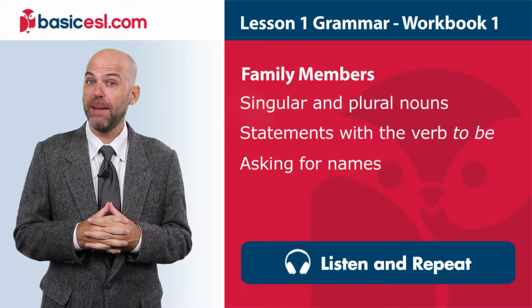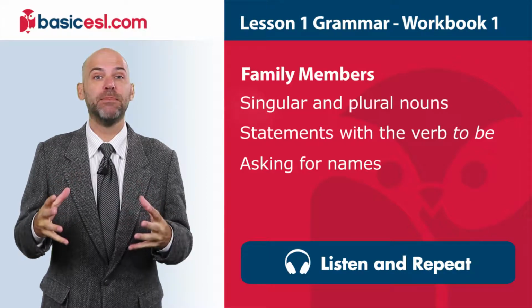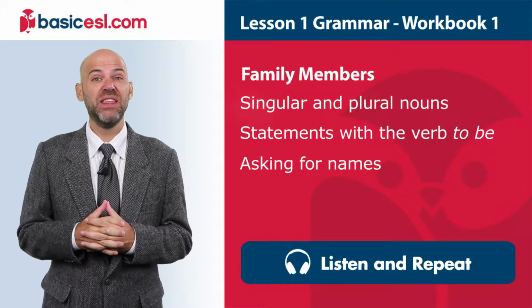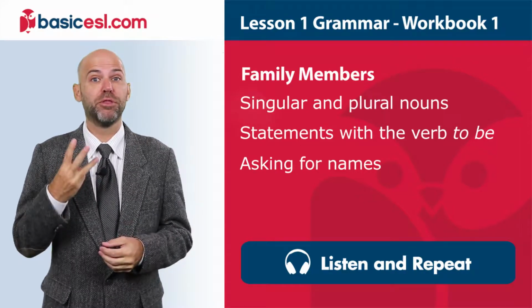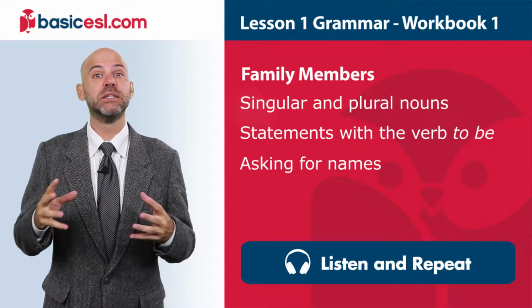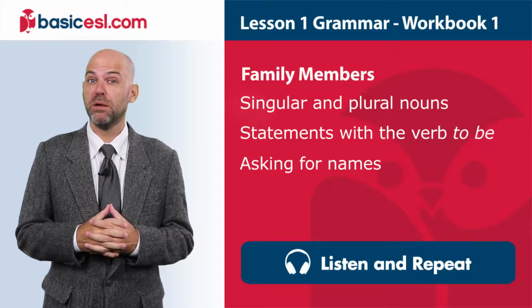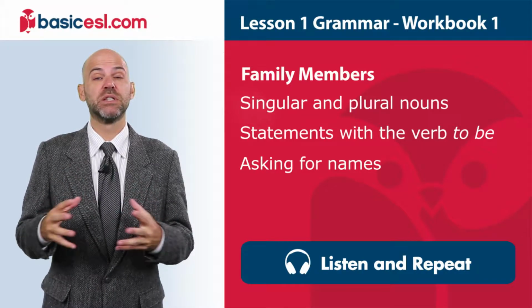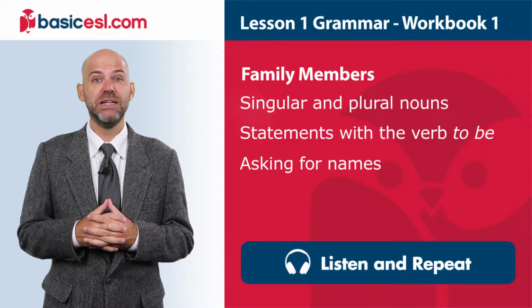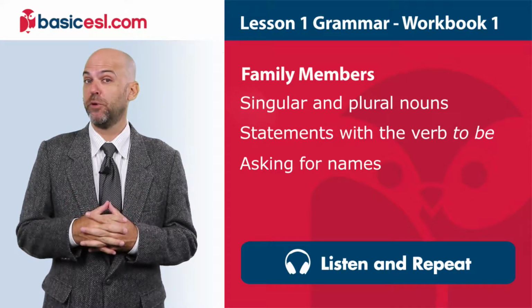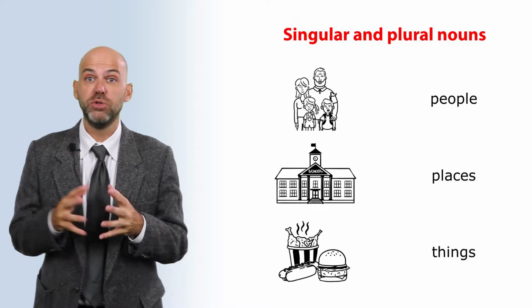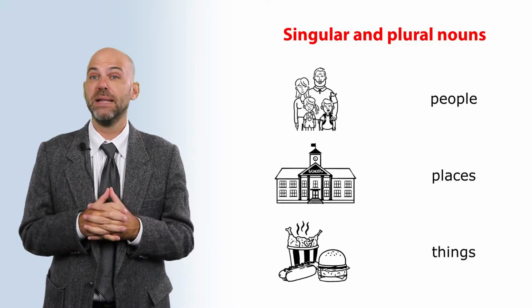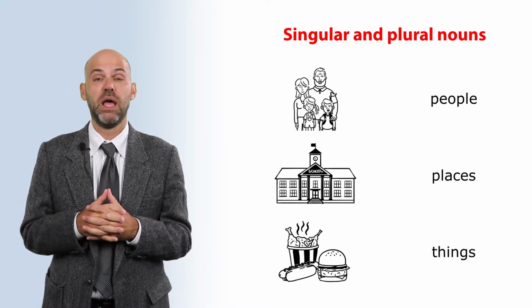Lesson 1 vocabulary is about family members. In this lesson, we look at example sentences for 3 topics: singular and plural nouns, statements with the verb to be, and asking for names. Let's get started. Nouns are used to name people, places, and things.